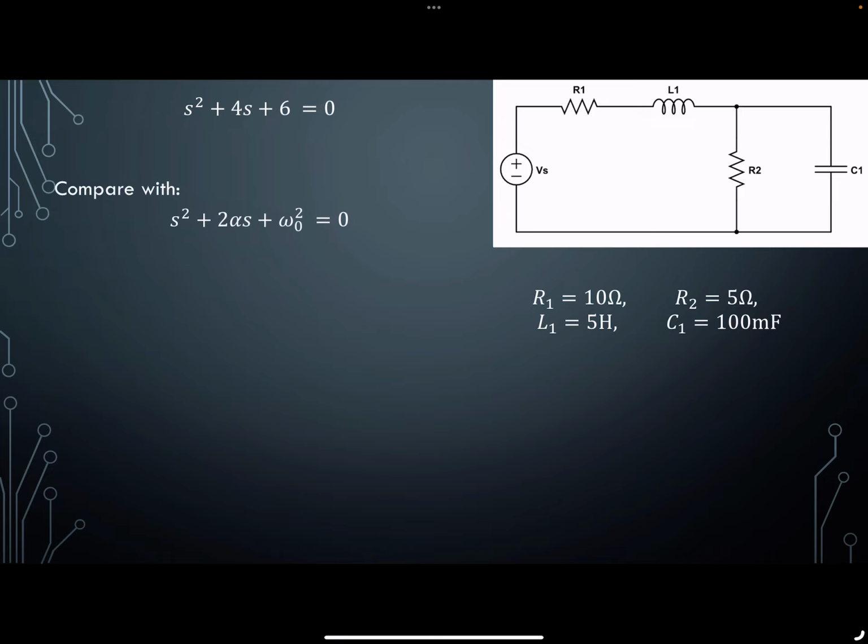The standard form is S squared plus 2 alpha S plus omega naught squared equals 0. Therefore, in this case, 4 equals 2 alpha, so alpha is 2, and 6 equals omega naught squared, so omega naught is root 6. So alpha is 2, omega naught is root 6, which is bigger than 2, so therefore it's underdamped.